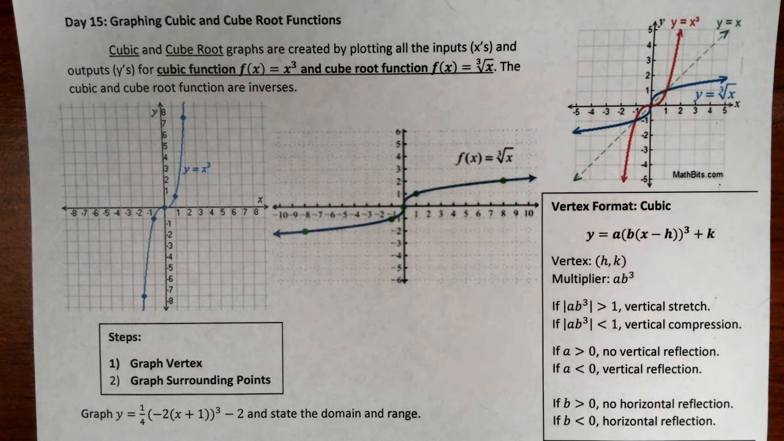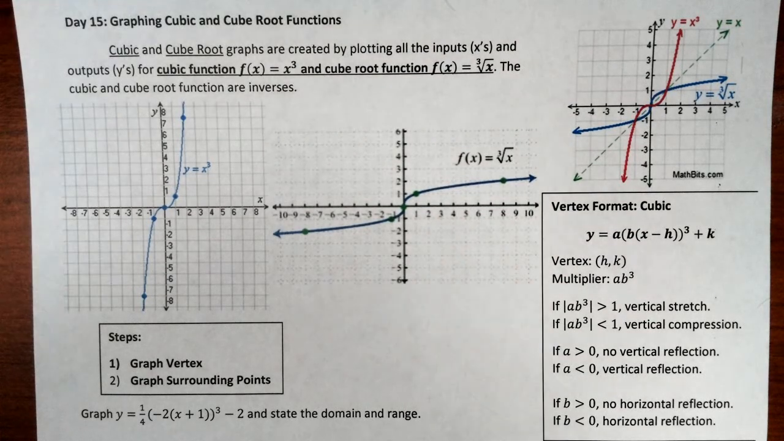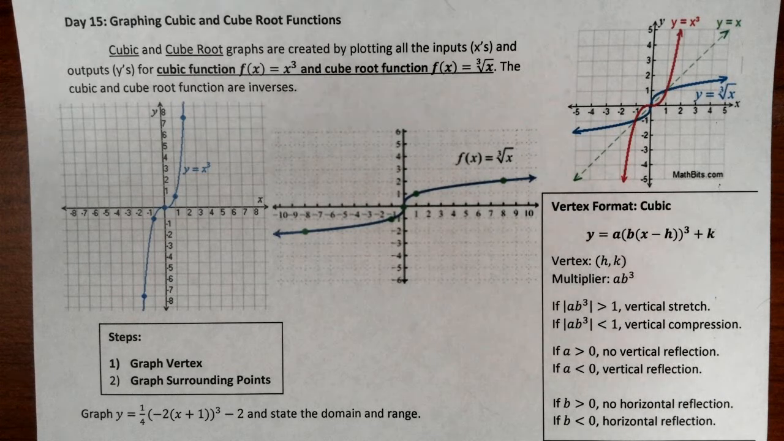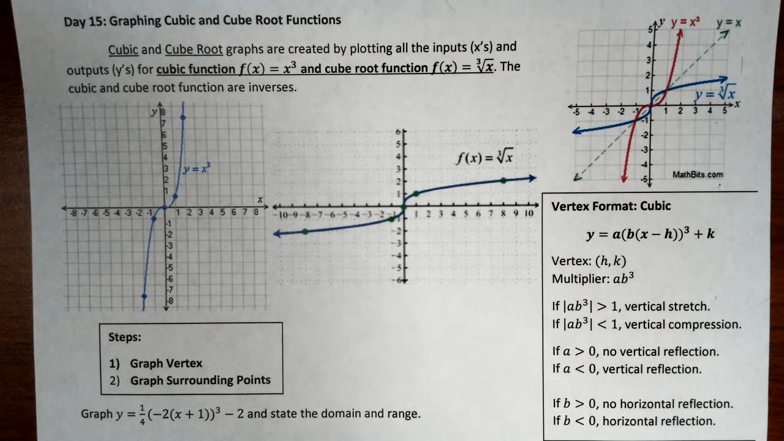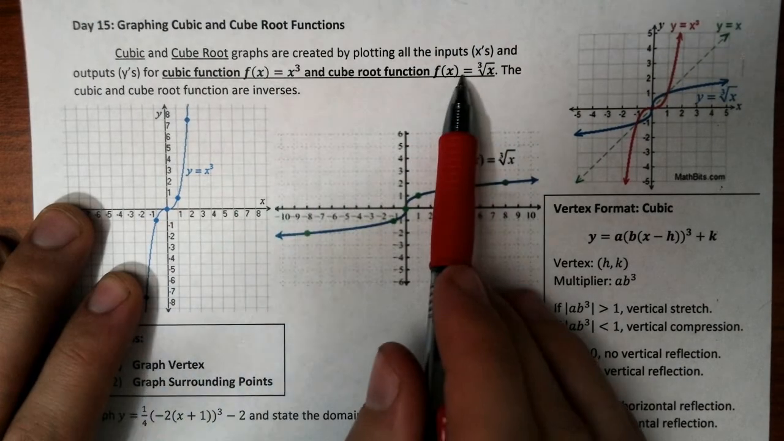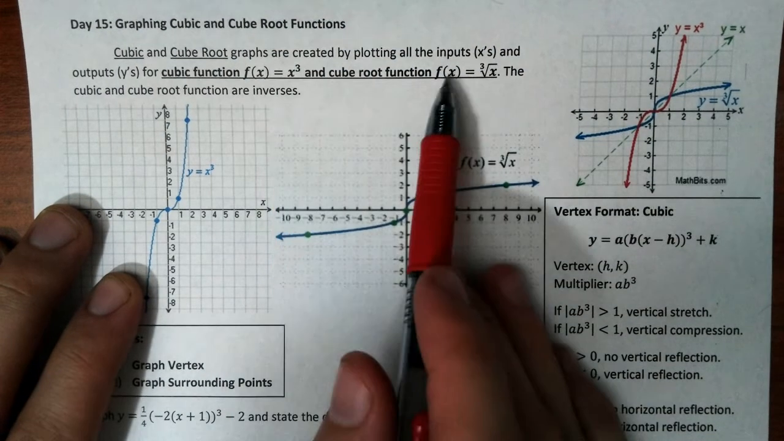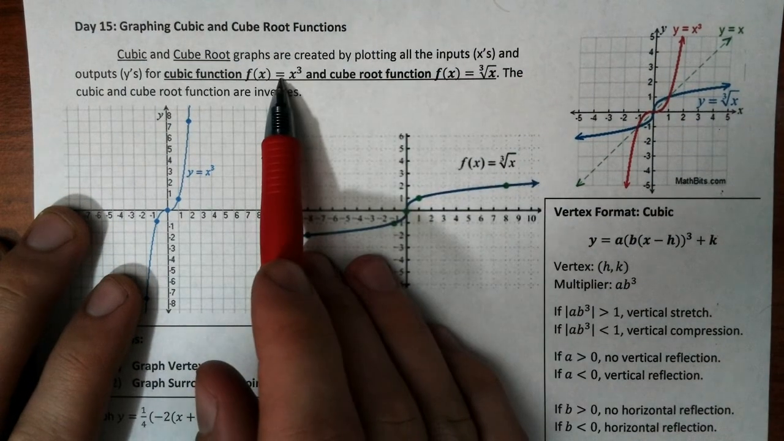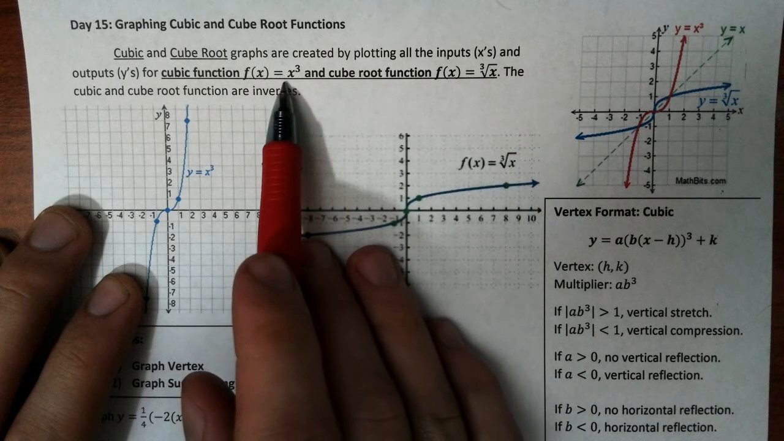Our topic for today is going to be graphing cubic and cube root functions. So cube and cube root graphs are created by plotting all the inputs, x's, and outputs, y's, for a cubic function and a cube root function. So we can see that these are our two functions right here, and these shouldn't be unfamiliar, right? We should know these, and we should know what essentially each one is doing.